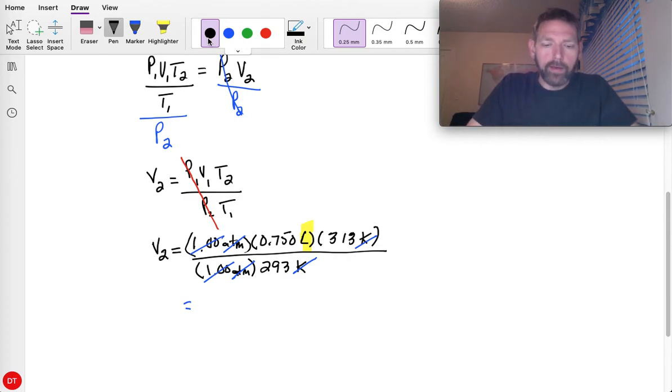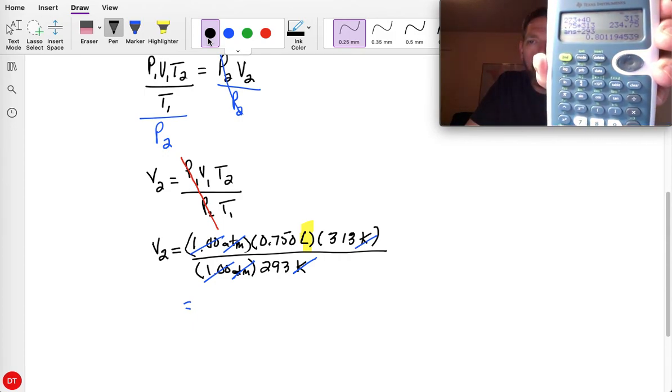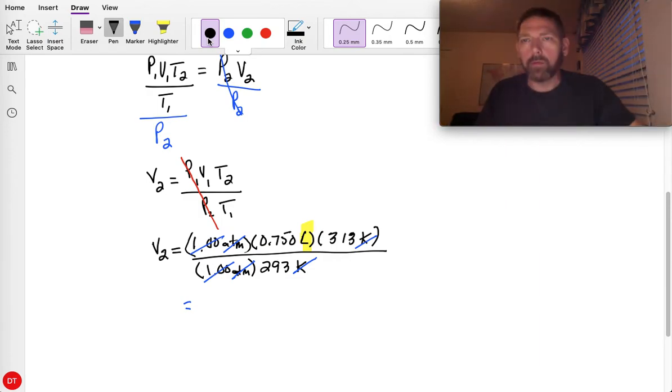So we have 0.75 times 313, right? Divided by, you should get 234.75. Check my math for me. Divided by 293. Now you should look at that and realize that we've got a number that's kind of close, so it should be a fairly high percentage, right? Press enter, and we get 0.801194 and so on.